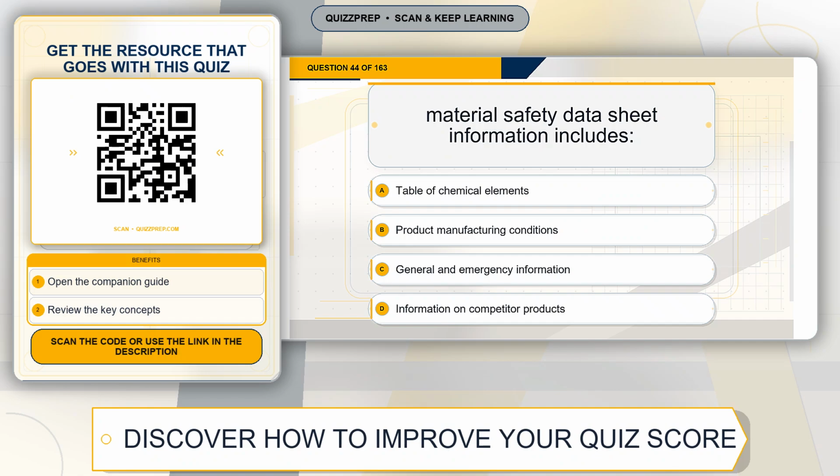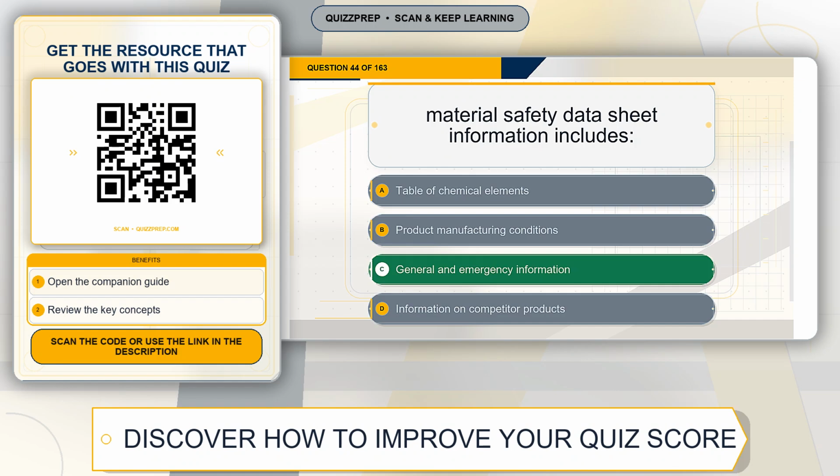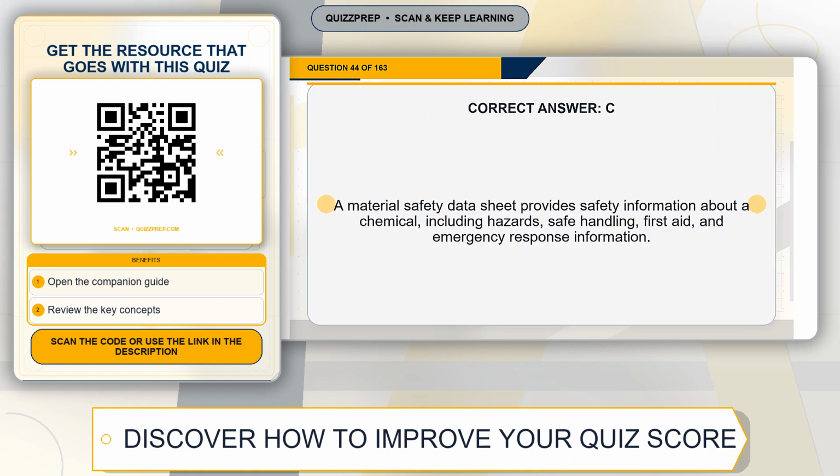Question 44. Material safety data sheet information includes: Option A. Table of chemical elements. Option B. Product manufacturing conditions. Option C. General and emergency information. Option D. Information on competitor products. The correct answer is option C. General and emergency information. Explanation. A material safety data sheet provides safety information about a chemical, including hazards, safe handling, first aid, and emergency response information.